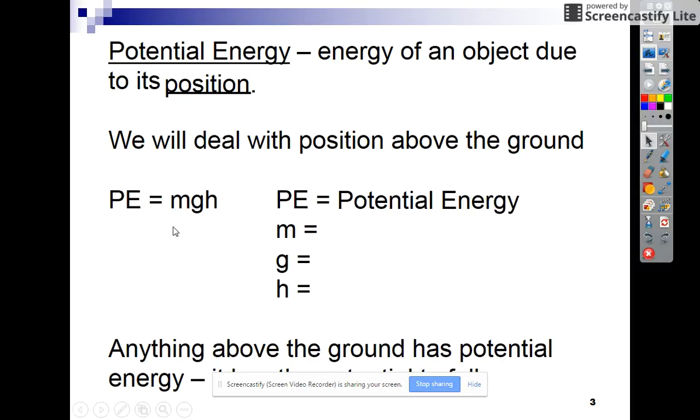PE obviously stands for potential energy. M, you guys should remember, stands for mass. G stands for gravity. And H stands for the height. Remember, we're talking about something above the ground, so there's where the H comes into play.